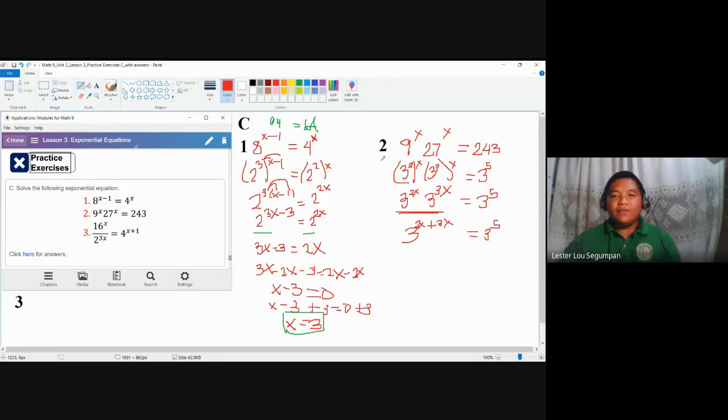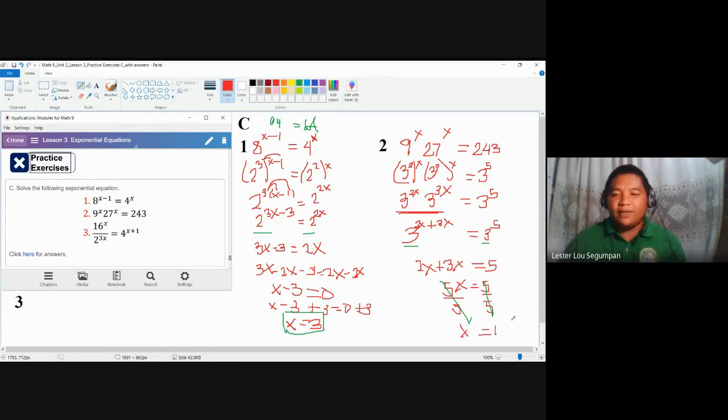Now that we have the same bases, we can equate the exponents. 2x plus 3x equals 5. We can add them because it's already a linear equation. 5x equals 5. Divide both sides by 5. So you have here x is equal to 1.